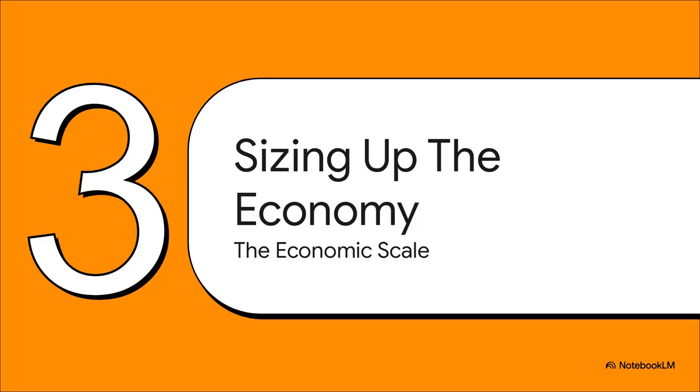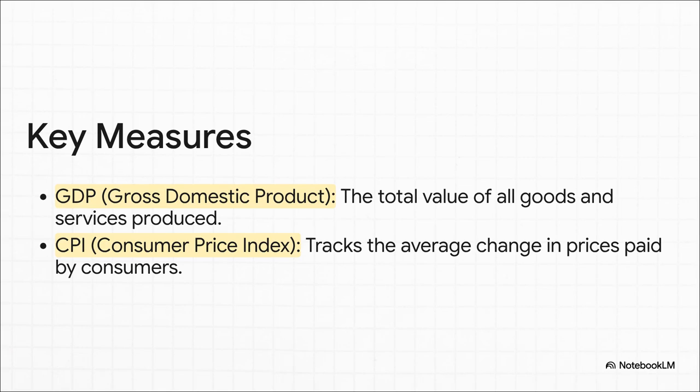Okay, so we've got tools for change and for reactions. Now let's get the tools for measuring the whole shebang, the entire economy. You can think of these as our economic scales, for weighing a country's total output and its general price level. The 2 big ones you always hear about are GDP and CPI.